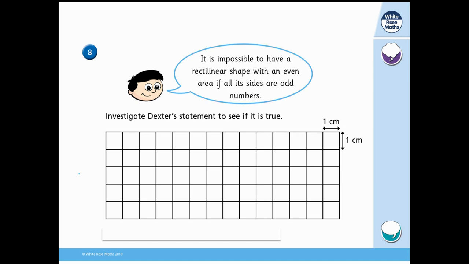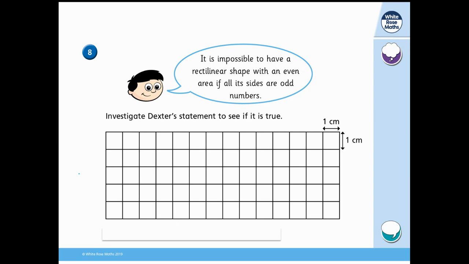Okay, so you've had lots of practice here now. So this final question I want to spend lots of time on now, because you should have lots of different shapes drawn in your book. Now, if you haven't got squared paper, which I imagine lots of you don't, use a ruler to measure the 1 centimetre sides of your shape. So I'm going to investigate this statement. It is impossible to have a rectilinear shape with an even area if all its sides are odd numbers.